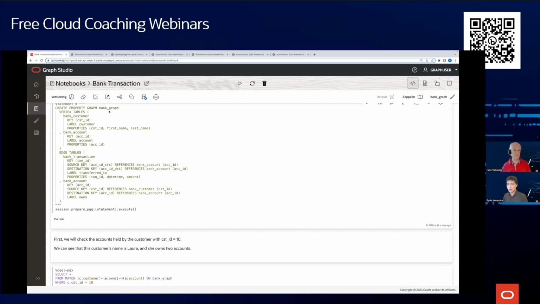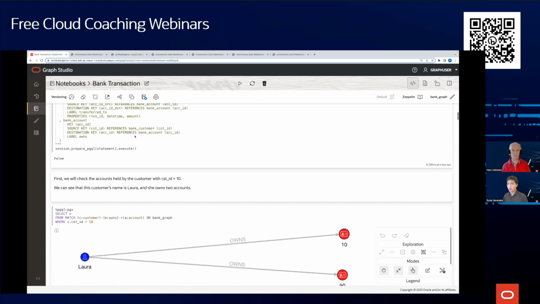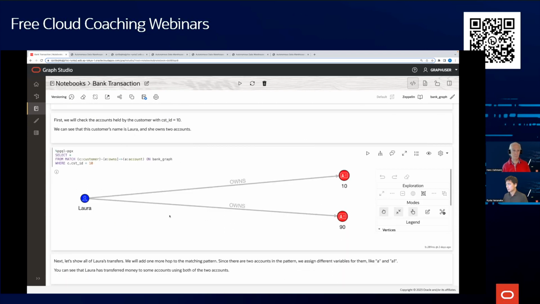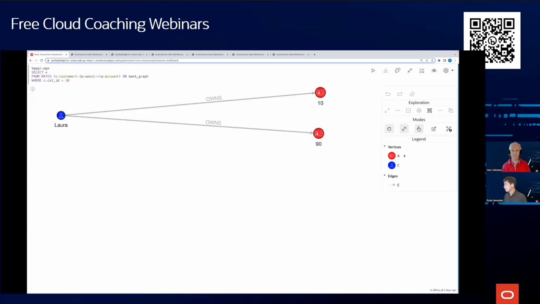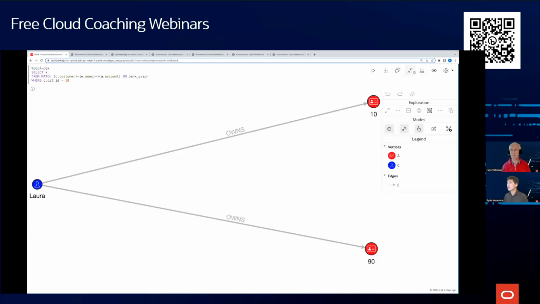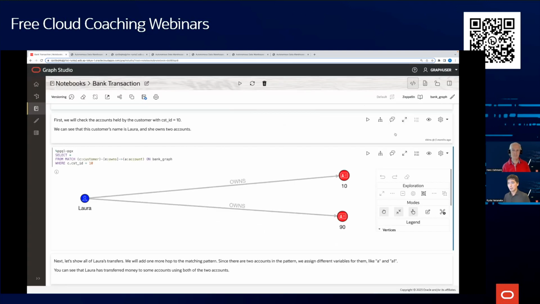And once you create this graph, bank graph, you can query against this graph. Let me zoom in, zoom out. Oh, yep. Maybe this is fine. This is one example query of PGQL, property graph query language, which is very similar to SQL, but you can use the match keyword here.